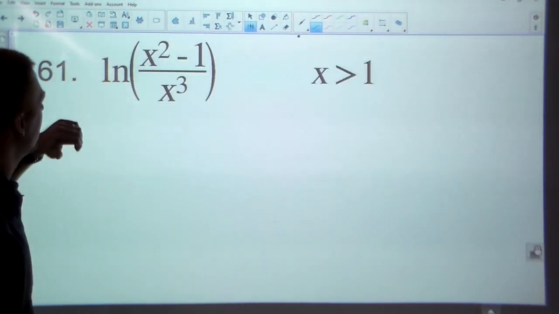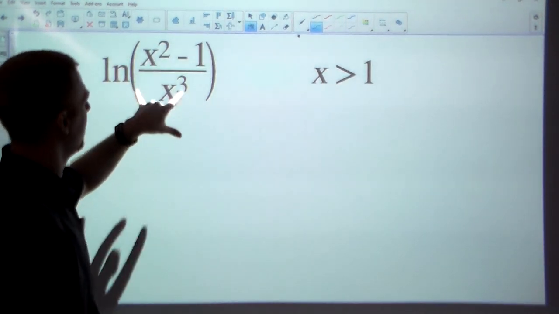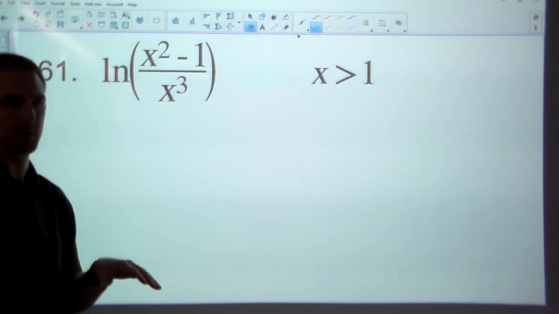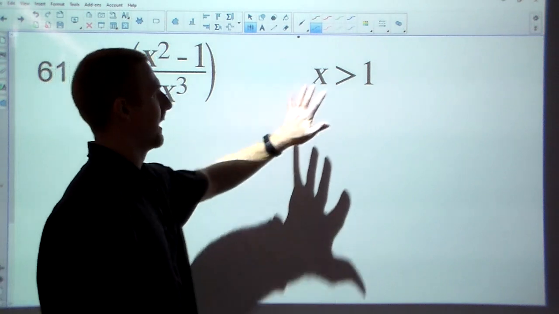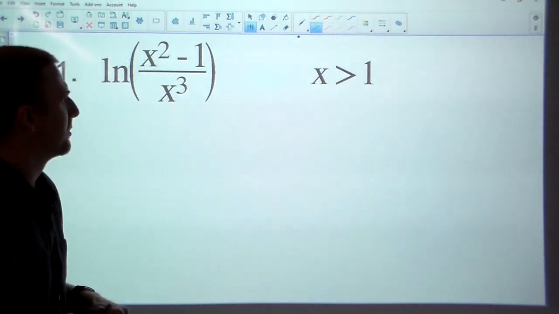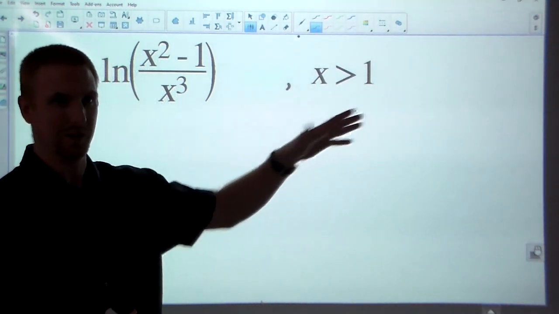All right, 61. Natural log of x squared minus 1 over x cubed. There's a little thing here that a lot of people mess up on. It's kind of easy to get it backwards. I'm going to clarify in a moment. And then you've got your little wise guy thing over here: x is greater than 1. They give us that as sort of, well, by the way, make sure you fit this condition.